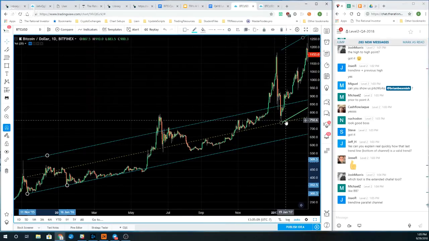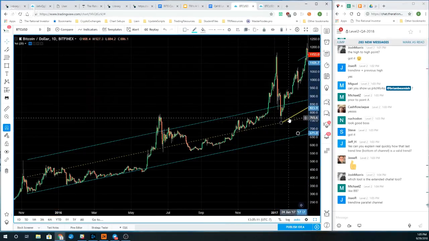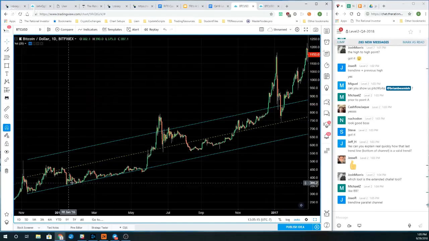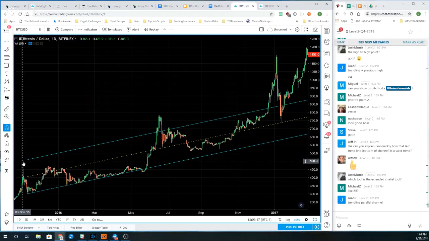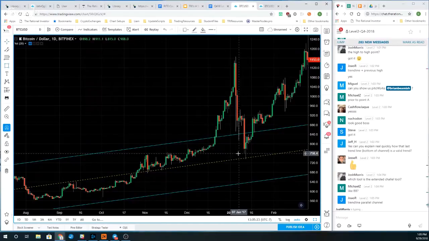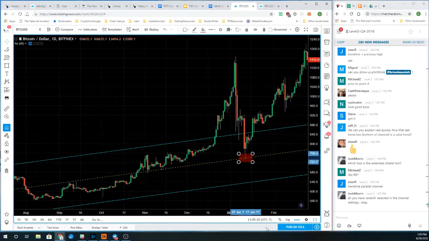So do you see, guys? Does anybody see this? I drew the channel off the original bottom, projected it off the high, and I don't know, would that be kind of a handy trade location tool for you? It's pretty good to me.